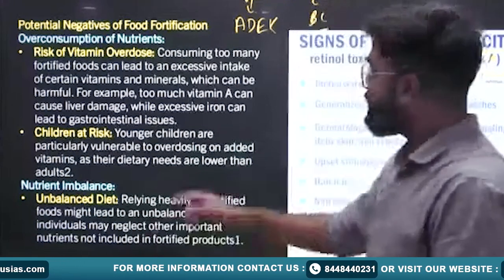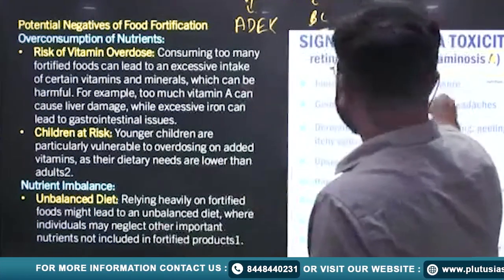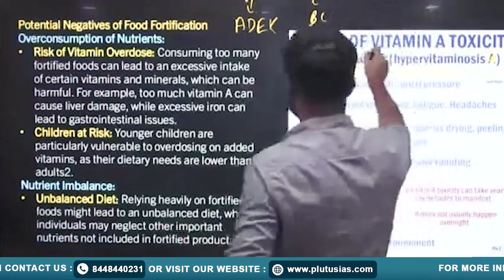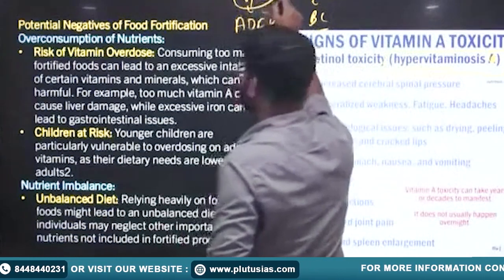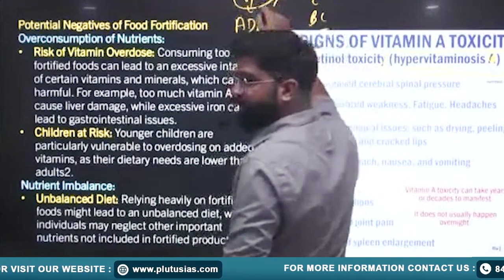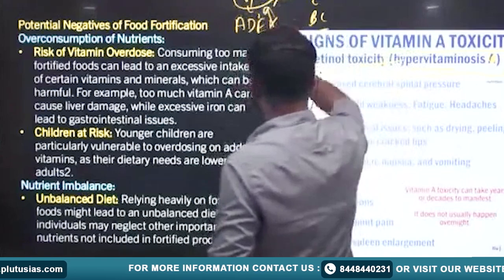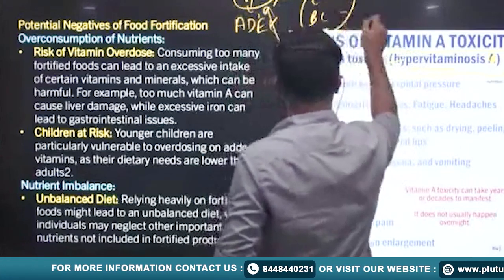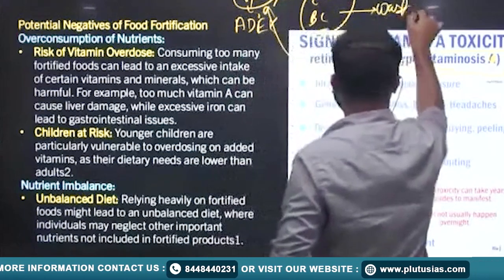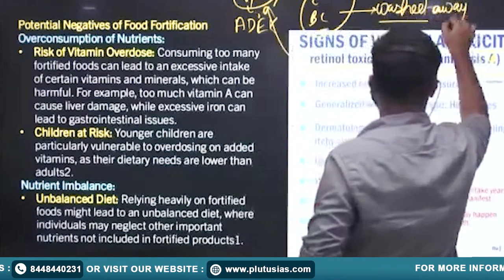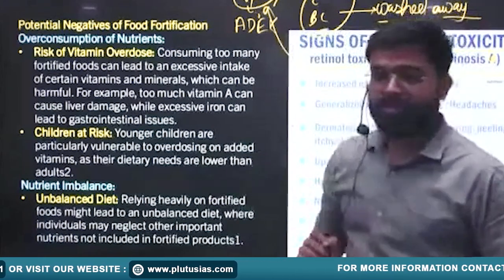Hai na? So, because of hypervitaminosis, many things can happen. And hypervitaminosis is related to fat-soluble vitamins. Hai na? Ye yaad rakhna hai hame. Ye pehle main pooch sakte hain aapse. That hypervitaminosis is related to fat-soluble vitamin because these water-soluble vitamins will be washed away by your body. Is it okay?